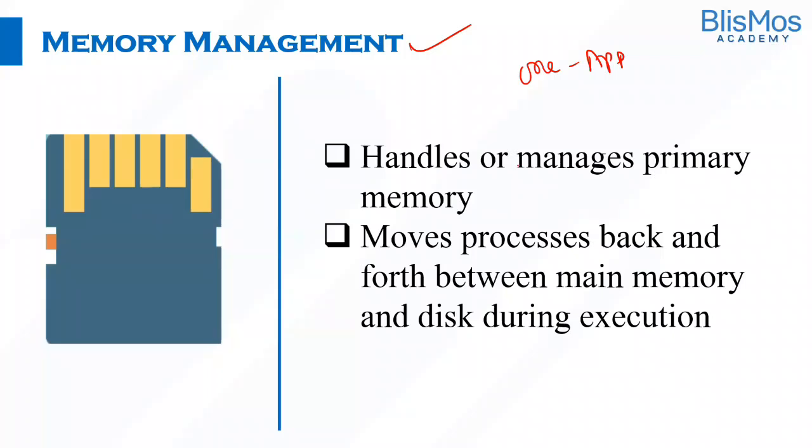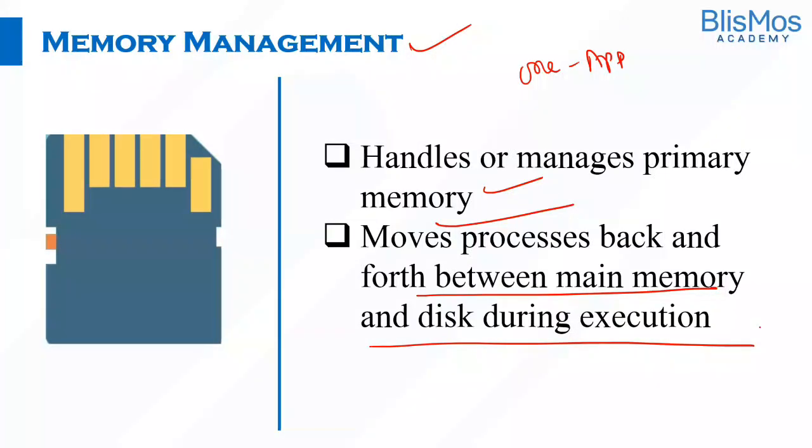One of the important aspects of what an operating system does is it handles or manages the primary memory. It moves processes back and forth between the main memory and disk during the execution. So let us say whenever you are working on a document, that needs to be in a temporary memory. So when you save it, that needs to be pushed to the disk. So that is handled by the operating system.